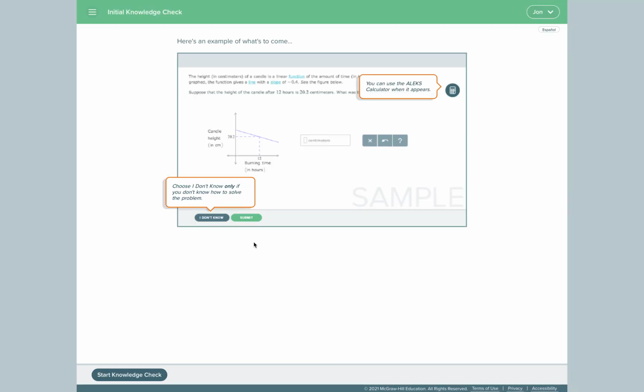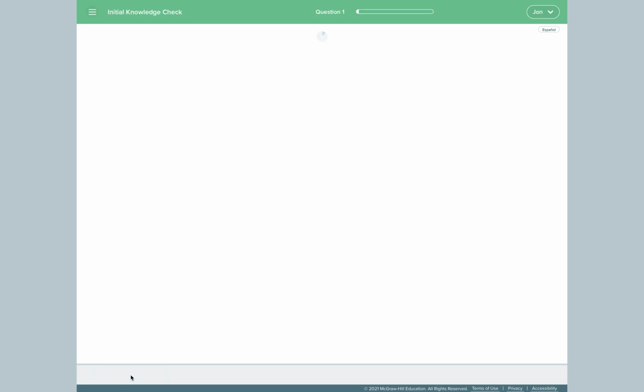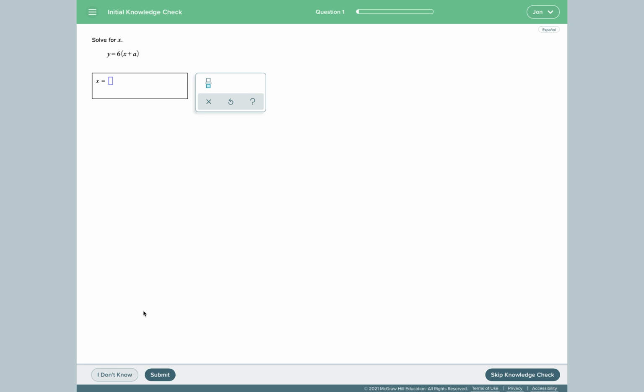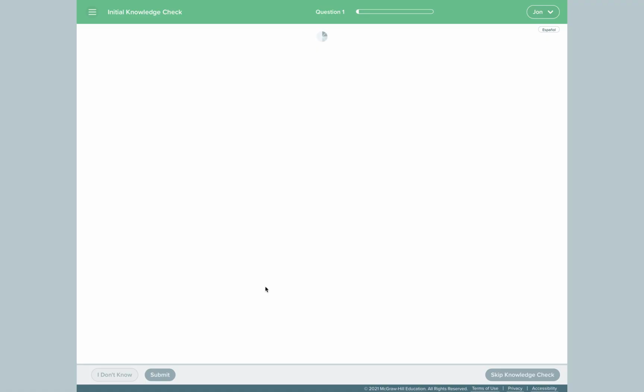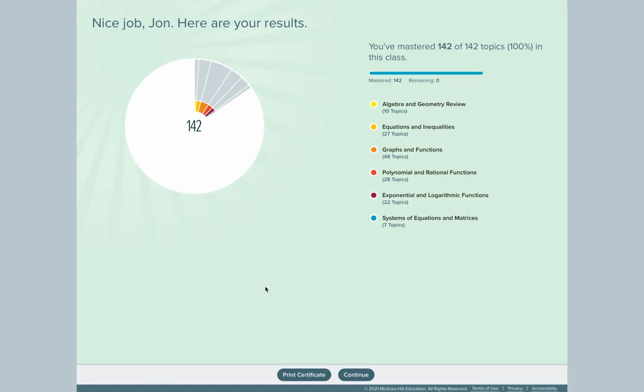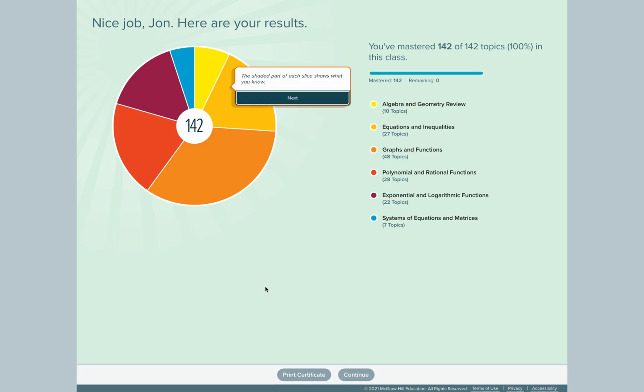You have various items, and if you were to start the knowledge check, you have a first question like writing in terms of a single variable among possible exercises. Again, there will be about 30 of these items, and you're not supposed to master those. So I'm just going to skip the knowledge check just to give you an idea of what the setup is going to look like.